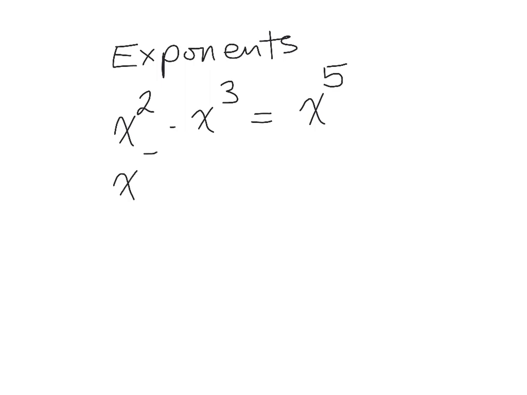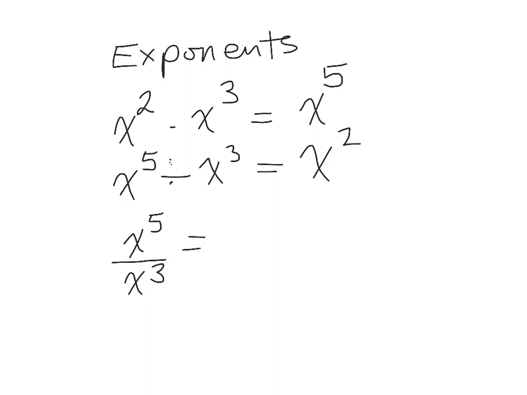If we look at a division of exponents, as long as they have the same base, we can simply subtract the exponent. So 5 minus 3 would equal 2. More likely you're going to see an exponent division looking like this, right? Looking like a fraction.